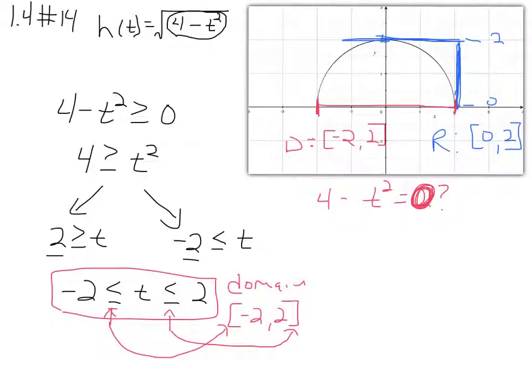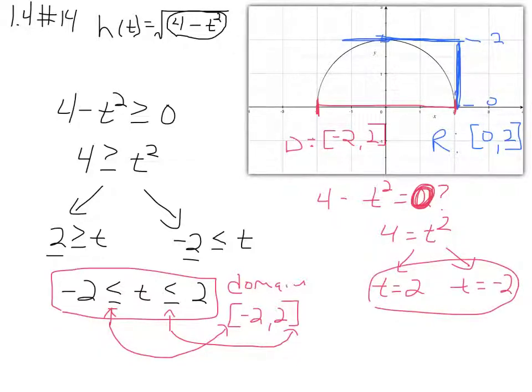Okay, well, we solve this the same way. 4 is equal to t squared. So t is going to be equal to either 2 or t is equal to -2, right? And both of these guys are in our domain. So the square root of 0 is 0, so the range being 0 certainly makes sense.